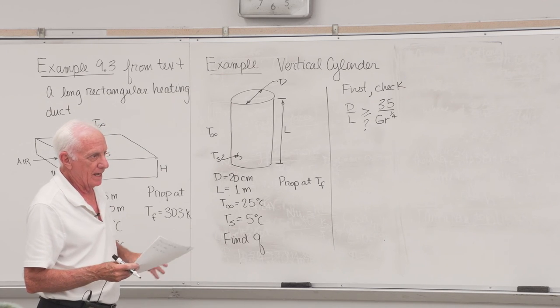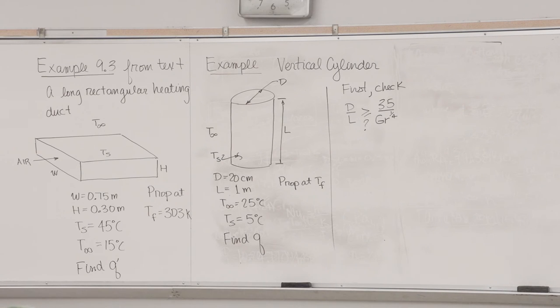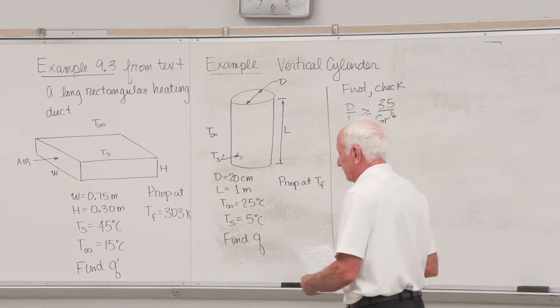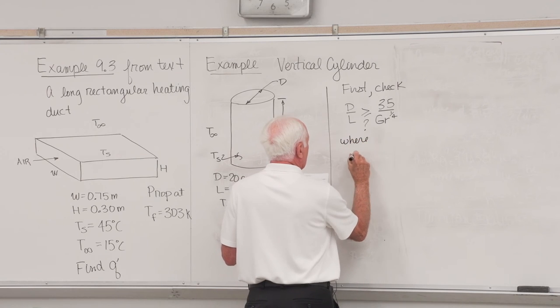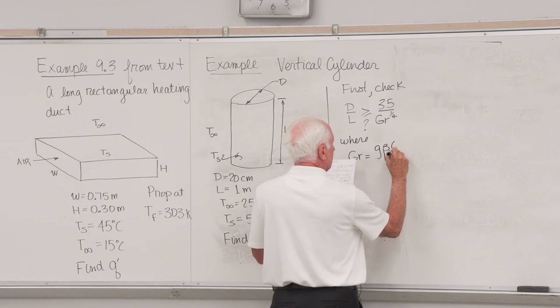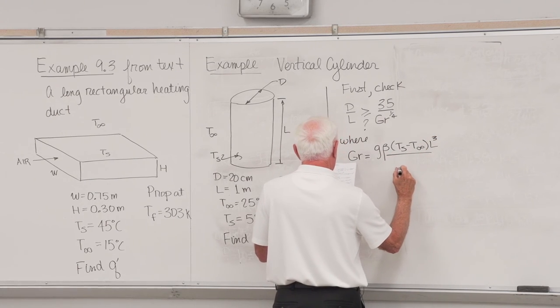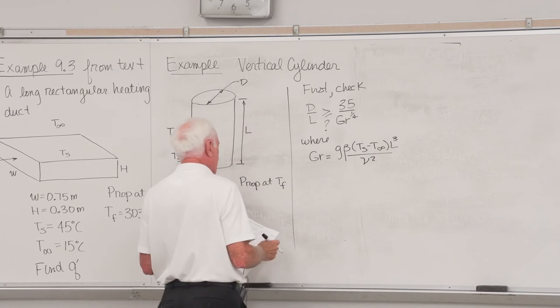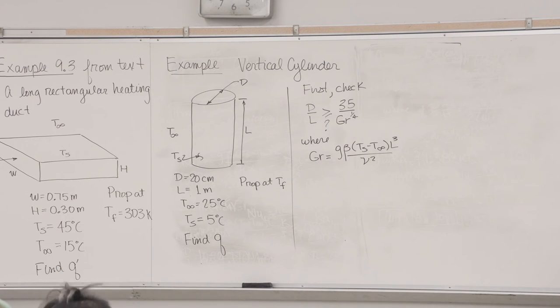Chapter 9, dimensionless parameters: Nusselt, Rayleigh, Grashof, Prandtl, four of them. We haven't done Grashof yet. Okay, Grashof number. It looks almost like Rayleigh, it's a little different: g beta, T S minus T infinity, L cubed, divided by nu squared. Here it is right here: Grashof is Rayleigh over Prandtl.